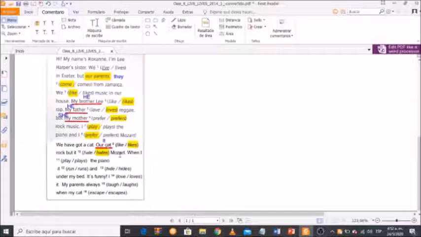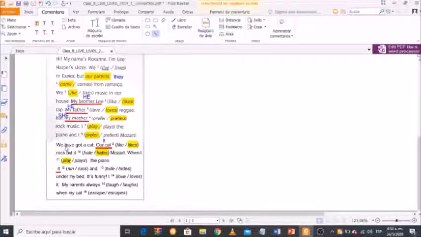Okay, very good. When I play or plays the piano. Okay, very good. When I play the piano, no S here, because our subject is I. So, when I play the piano, it run or runs. Okay, and pay attention. Our subject is it. Nuestro sujeto es it. ¿A qué hace referencia este it? Ok, este it está haciendo referencia a our cat, a nuestro gato.